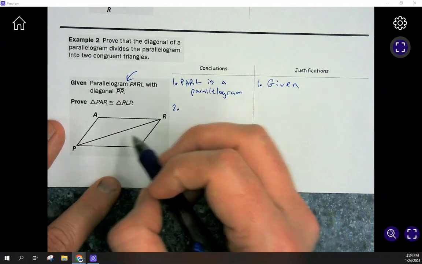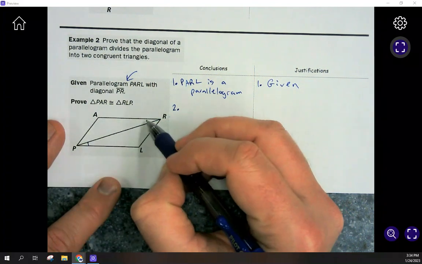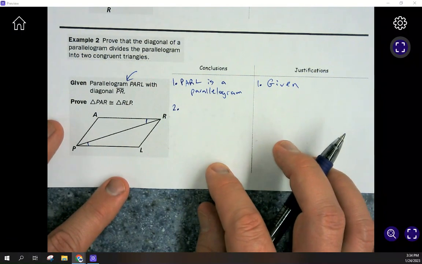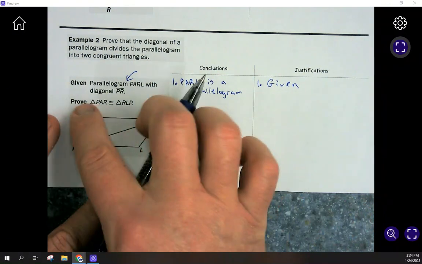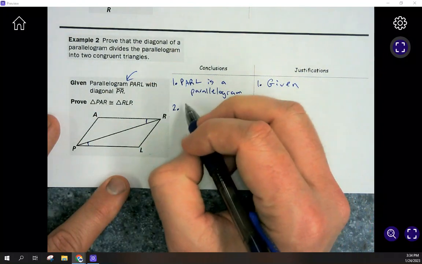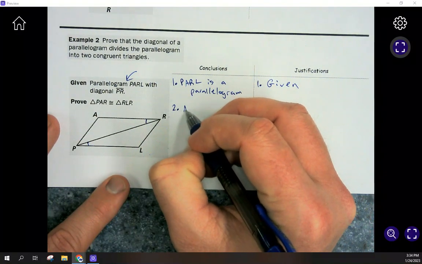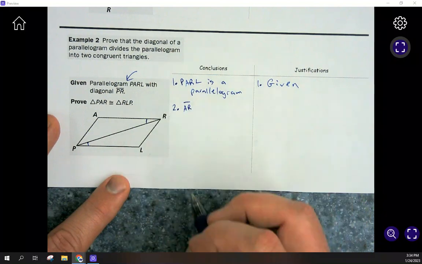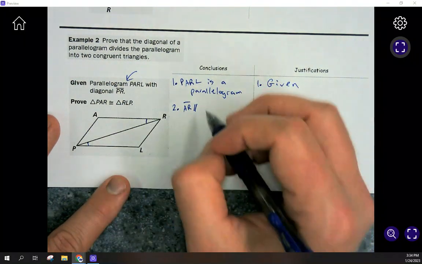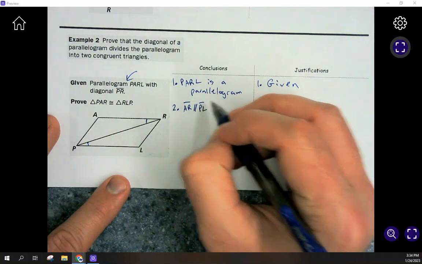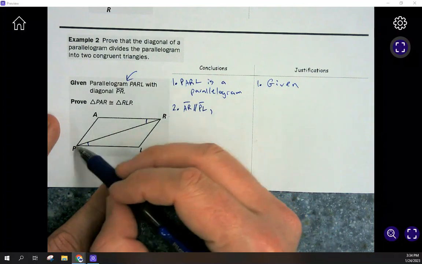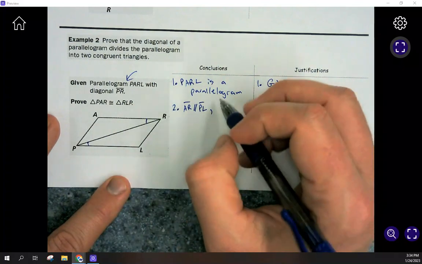Now, where that's going to help me is I'm going to be able to use these alternate interior angles and say that this angle equals this one. But I can't say that until I've actually shown that these are parallel. So this is a parallelogram. So because of that, I know that AR is parallel to PL. And I can shove this all in one line here. These are parallel as well in a parallelogram.